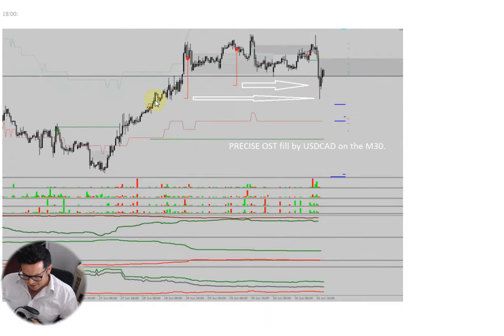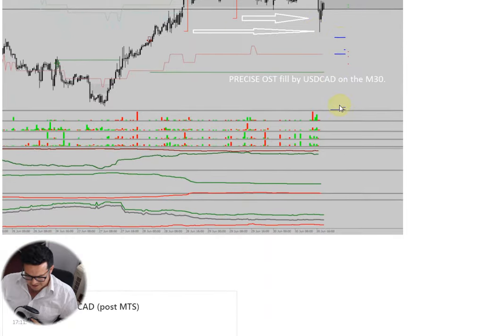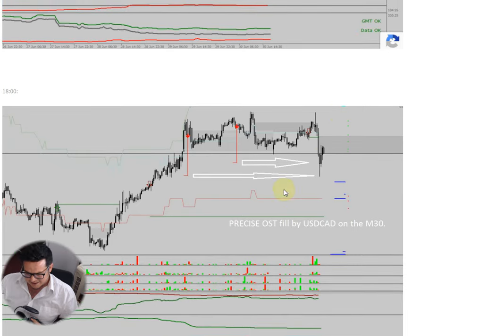These things are not random. Look at this precision. Okay? I guess we figured something out here, don't we? So this is incredible. Amazing trade.